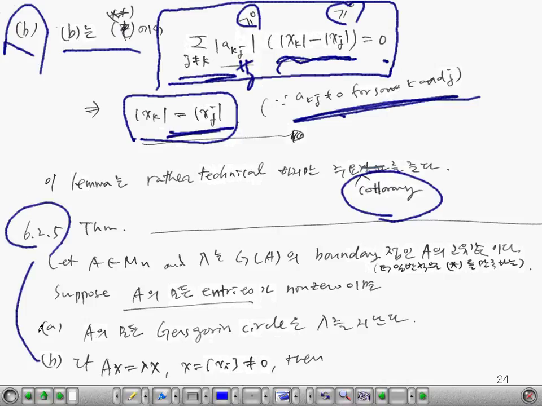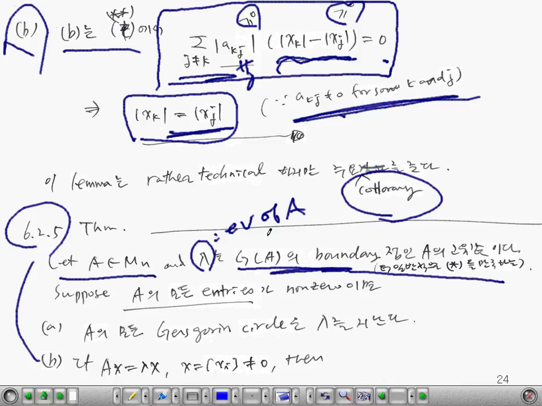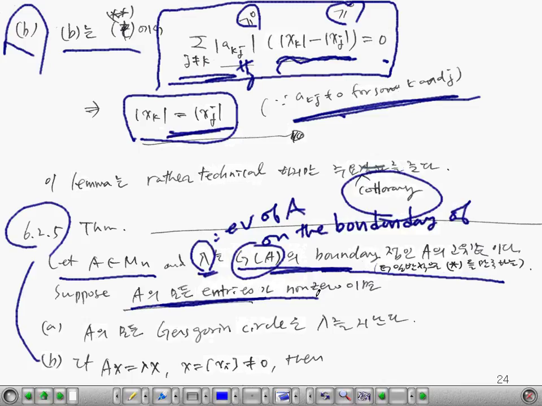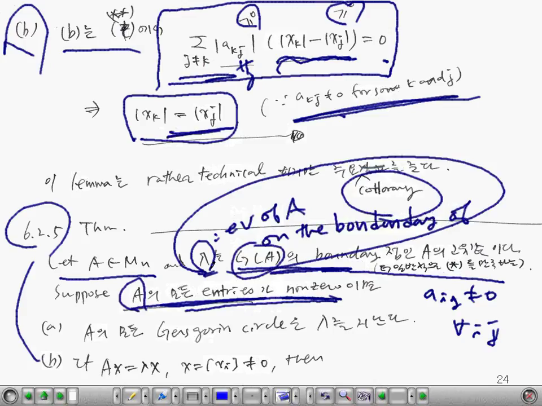Theorem 6.2.5. Let A be an n by n matrix, and lambda an eigenvalue of A on the boundary of G of A. If lambda is an eigenvalue of A on the boundary of the Gershgorin region, and suppose every entry of A is non-zero, all Aij is not 0 for all i, j. So these are the two conditions. Lambda is on the boundary of the region, and all the entries are non-zero.